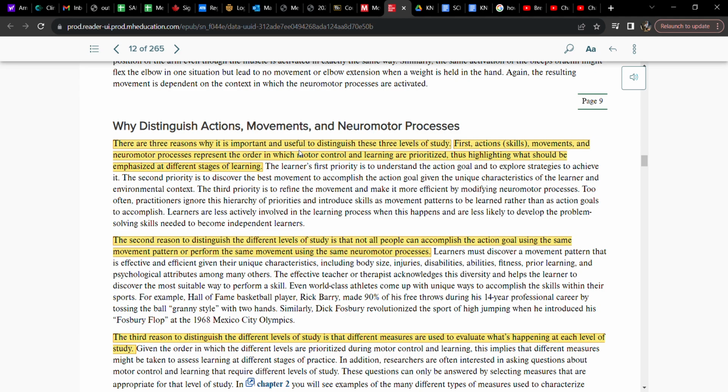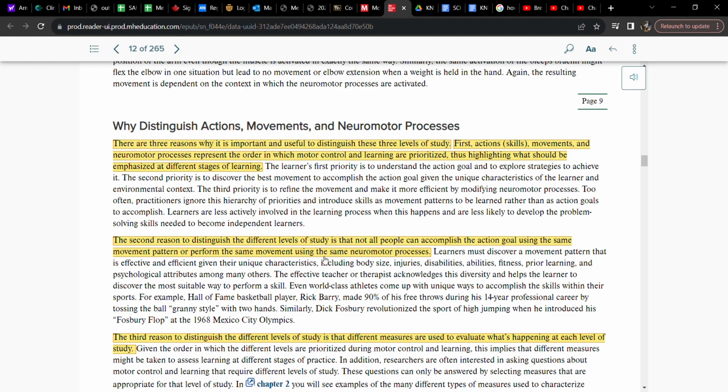So first of all, action, skills, movements, and neuromotor processes represent the order in which motor control and learning are prioritized, thus highlighting what should be emphasized at different stages of learning. So we do this in a very particular order. If you can do the skill, you just do the skill. If you can't do the skill, we have to break it down to movements. If you can't do that, we break it down to the neuromotor processes of your brain and the nerves and how they communicate with your muscles, and we'll talk about that a little bit later.